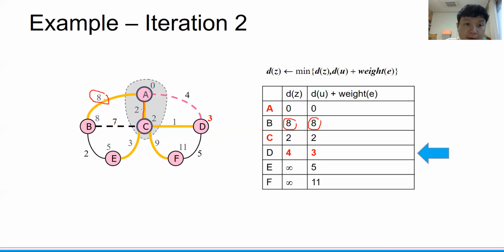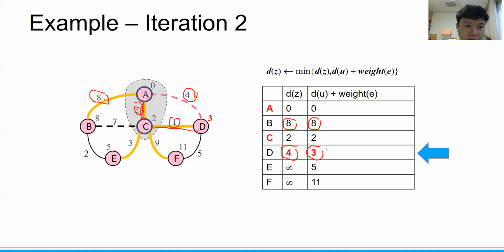And then we have another possibility from A to D. A to D, we have 2 plus 1, so it means 3. The original distance from A to D was 4. So 4 compared to 3, 3 is the minimum. Later we will update this one.